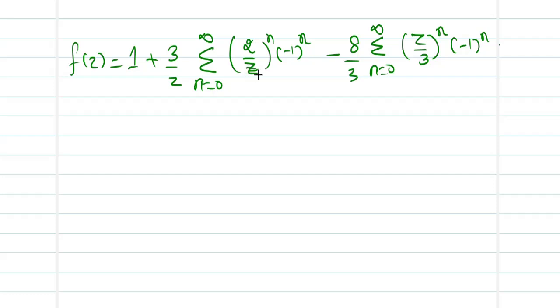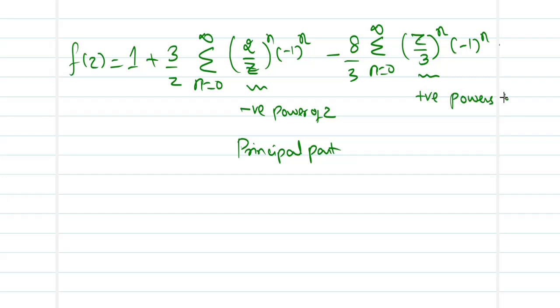Notice these terms contain z in the denominator, so it contains negative powers of z, and you call this to be a principal part. Now this contains z in my numerator, so I have positive powers of z, which makes me refer to this part as a regular part. So this second region of 2 less than mod z less than 3 contains both a principal part as well as a regular part.